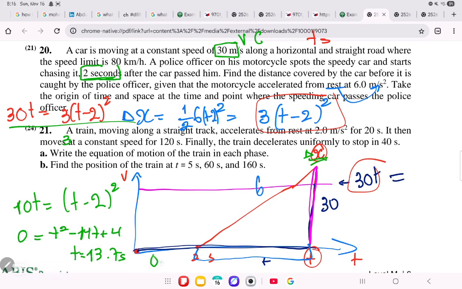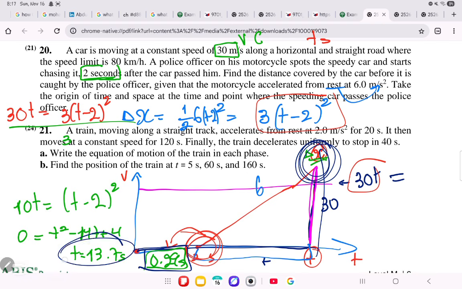Now, can t be 0.29 seconds? Logically speaking, if the motorcycle started accelerating at 2 seconds, how can he meet the car beforehand? Now, if you think about it a little bit more, it is true, because the car passes the police officer, so there's a certain time, which is 0.29 seconds, where both the car and the police officer are at the same position, but this is not the time we need. We need the time where he catches up to the car, which is 13.7 seconds.